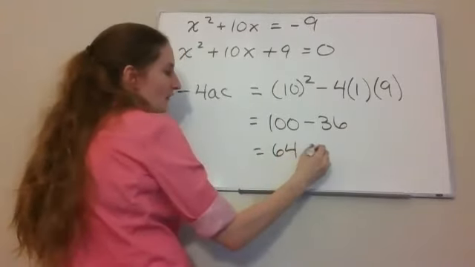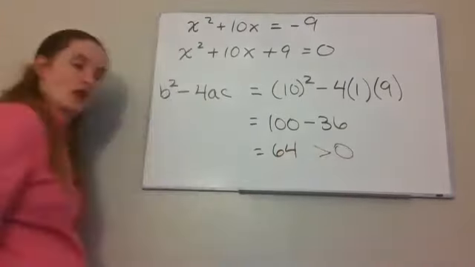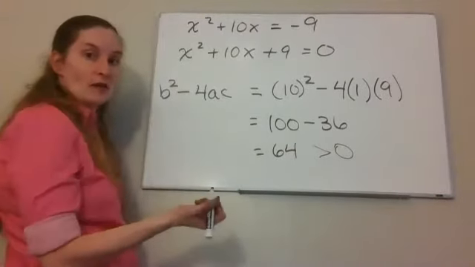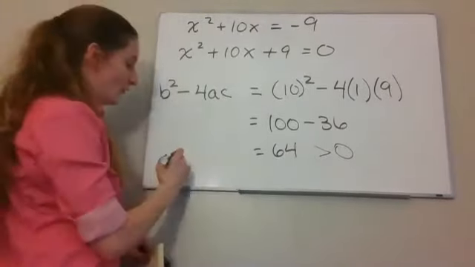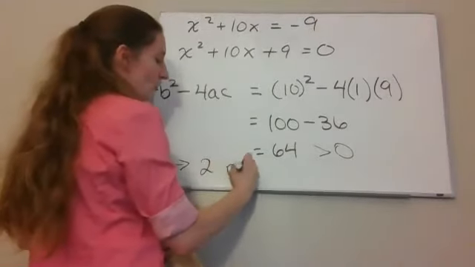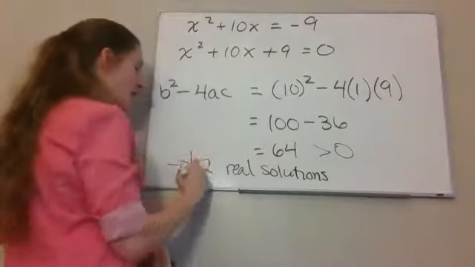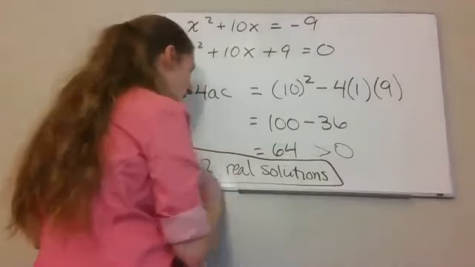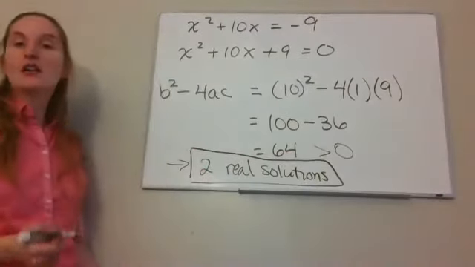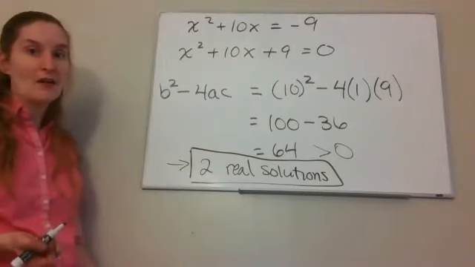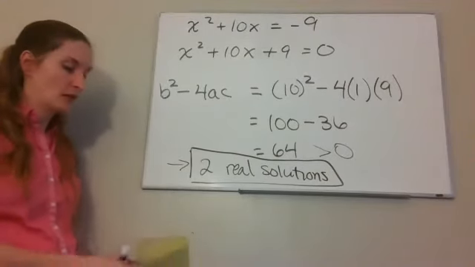The important thing is it's something larger than 0. So since my discriminant is positive, I know this means I have two real solutions. But again, the discriminant does not tell you what the solutions are, just how many solutions you have and if they're real or not real.